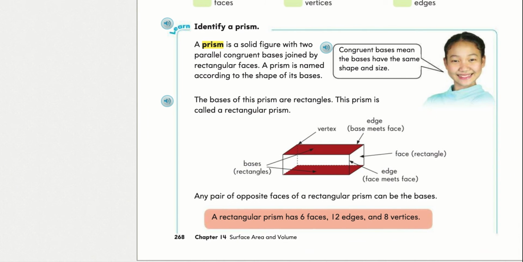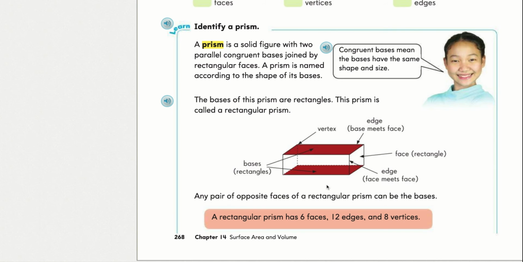So now we're going to talk about identifying a prism. A prism is a solid figure with two parallel congruent bases joined by rectangular faces. A prism is named according to the shape of its bases. Congruent bases means that the bases have the same size and shape. So congruent means having the same size and shape. The bases of the prism are rectangles, and the prism is called a rectangular prism.